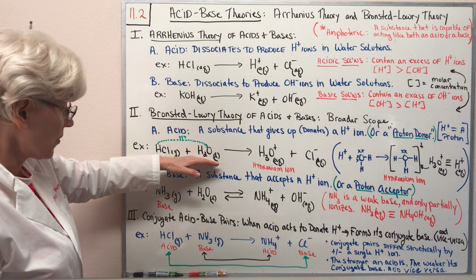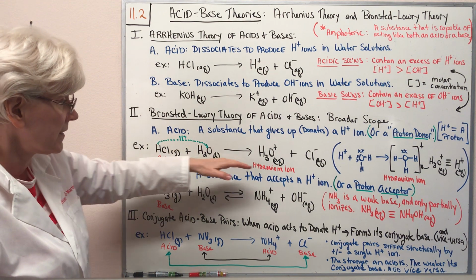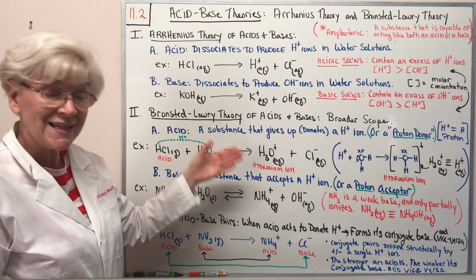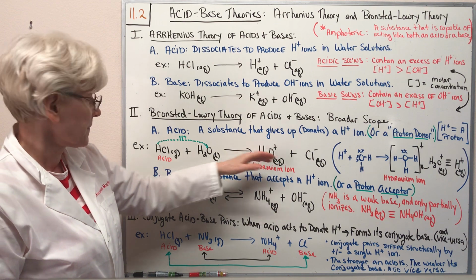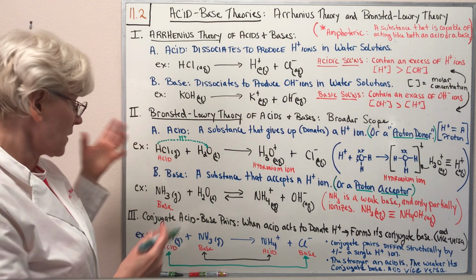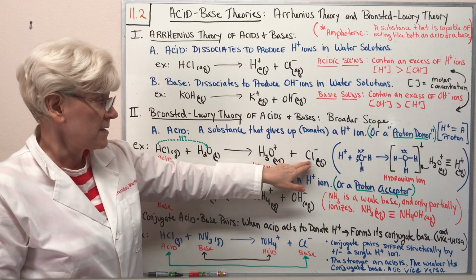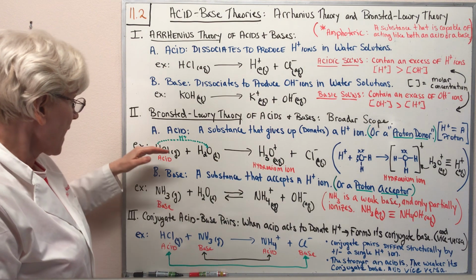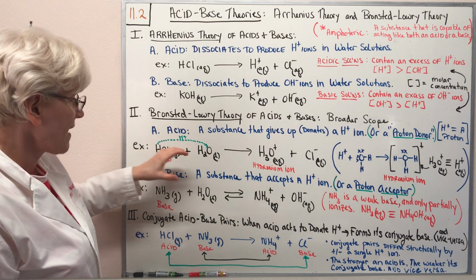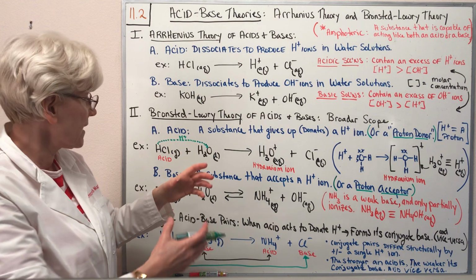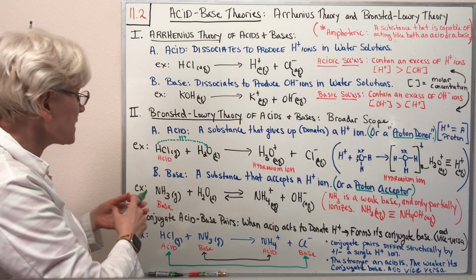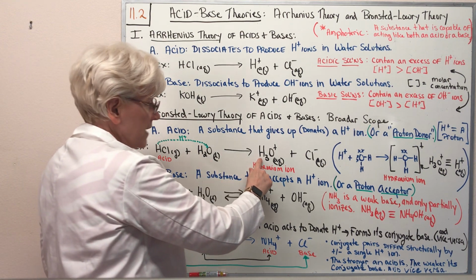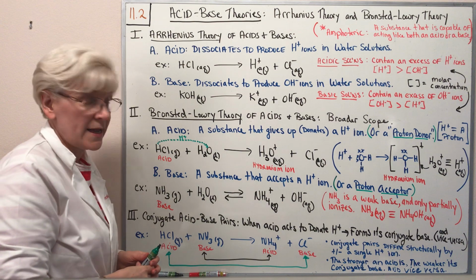In the process of donating a hydrogen ion to water, the hydronium ion is formed. That's what you get when water accepts a hydrogen ion. The hydrogen chloride, once it gives up a hydrogen ion, what's left of it is chloride ion. So HCl, a strong acid, completely dissociating in water, completely donating its hydrogen ion to water to form the hydronium ion and the chloride ion.